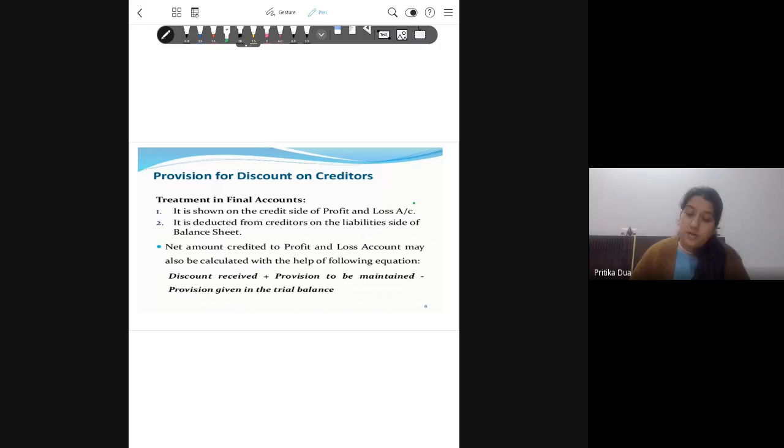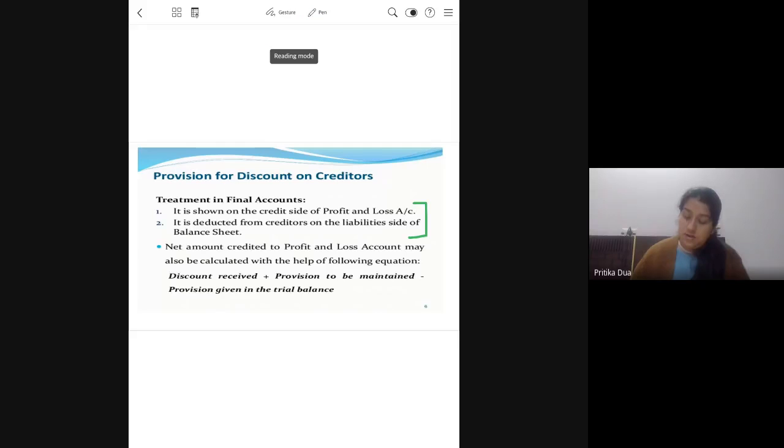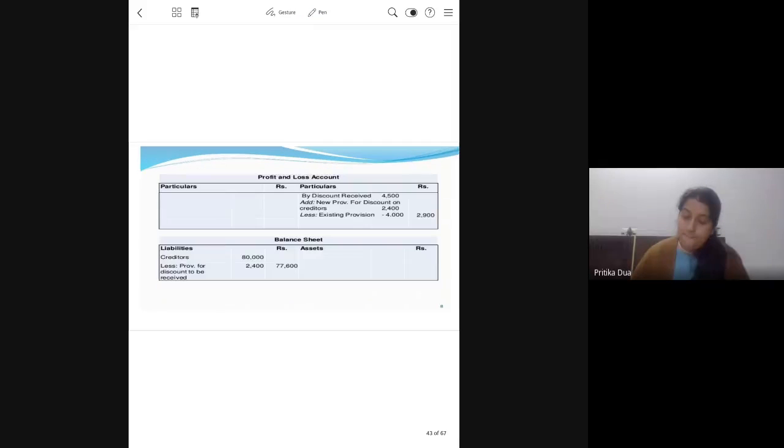Moving further, this is how you will be showing the provision on the credit side in the P&L account, and in the balance sheet deducting the amount of new provision from the creditors.